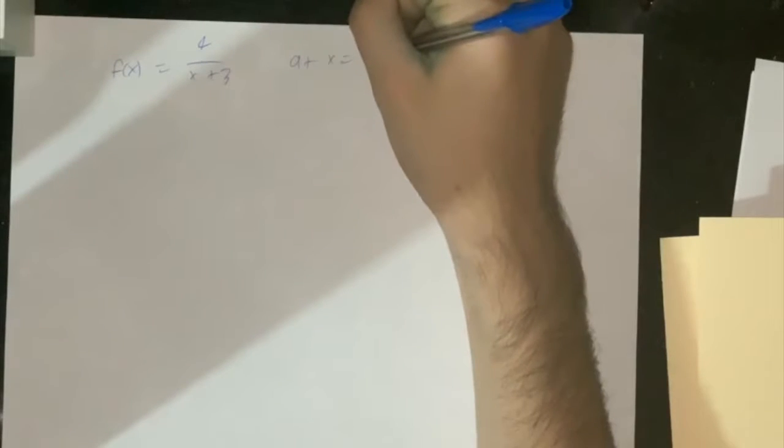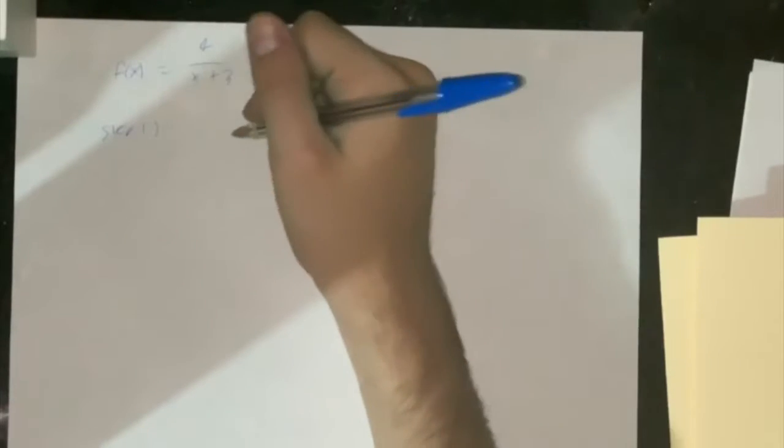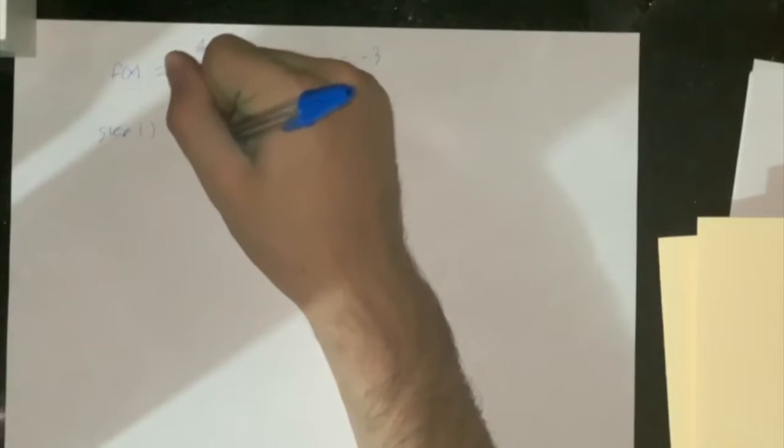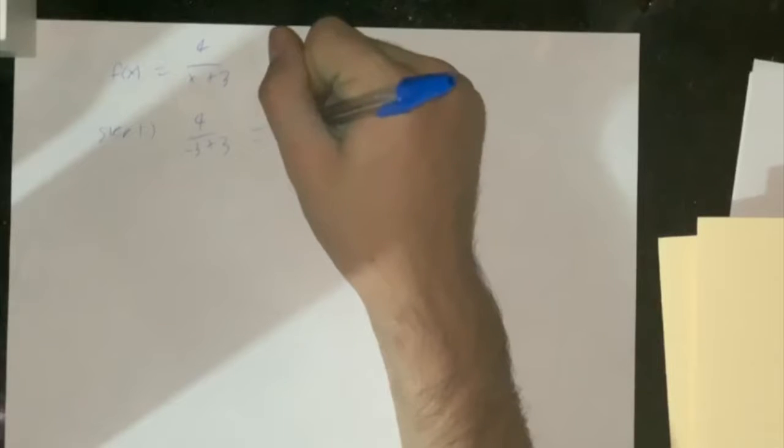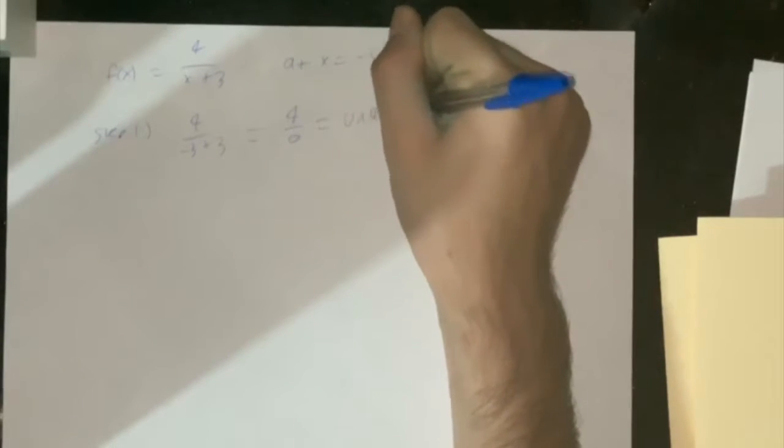If we were to solve the problem f of x equals 4 over x plus 3 when x equals negative 3, first you need to check on step 1 if it is undefined or not. That means you just plug in the negative 3, so 4 over negative 3 plus 3 equals 4 over 0, which is undefined. So you don't need to do anything else. You know that this is not continuous.